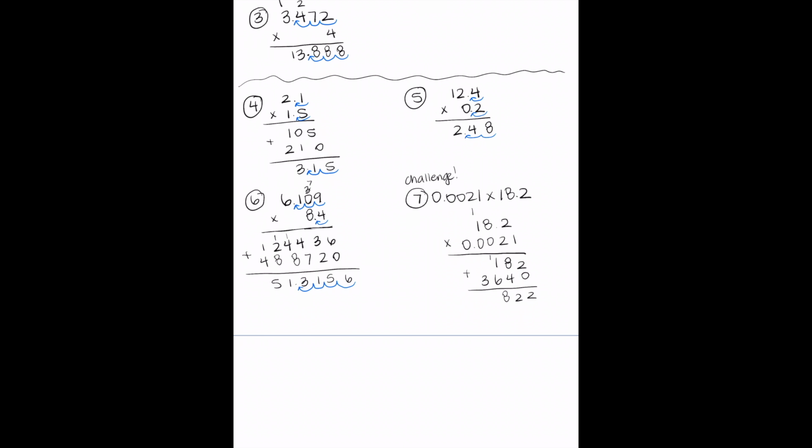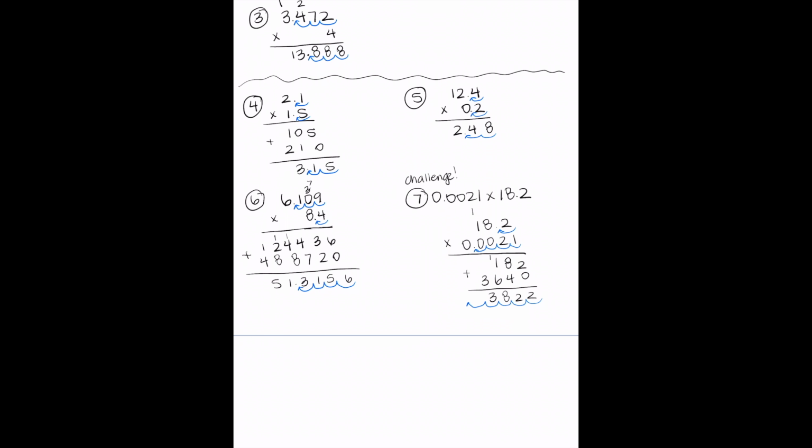Now here we want to just be very careful counting everything. Our first decimal has 1 place value, right? And then our second one has 1, 2, 3, 4. So our final answer is going to have 5 decimal values. So let's go in 1, 2, 3, 4, 5.